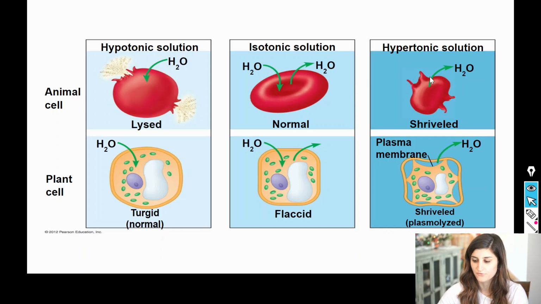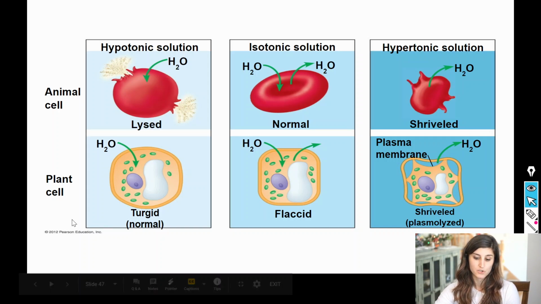Hypertonic is also not good for animal cells because water will move out of the cell. This is like a really salty solution, for instance, and there's a higher concentration of water on the inside, and so it tries to create equilibrium and water will leave the cell.